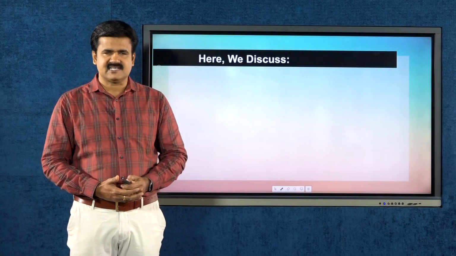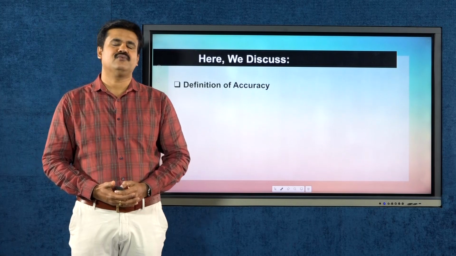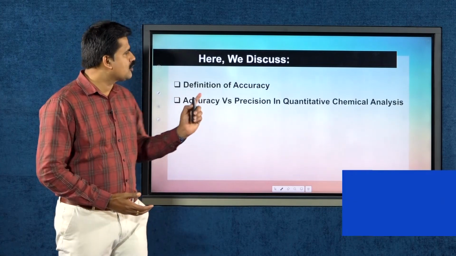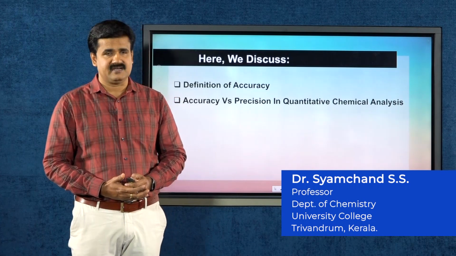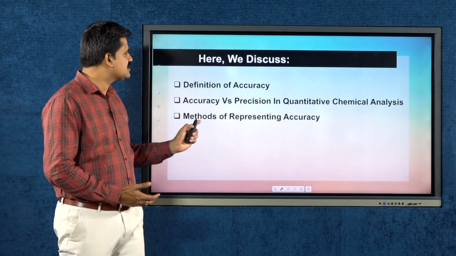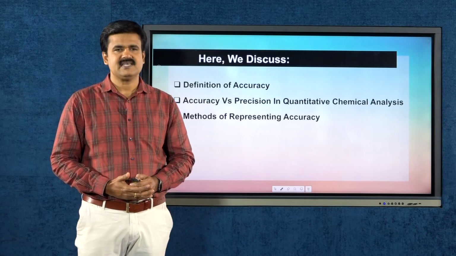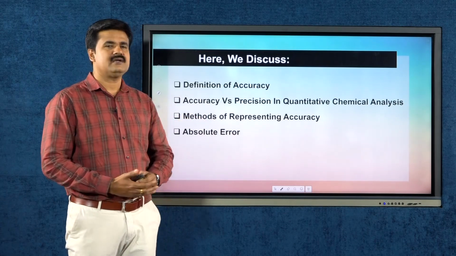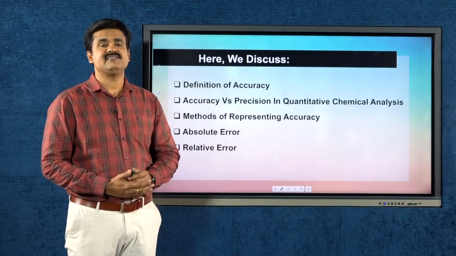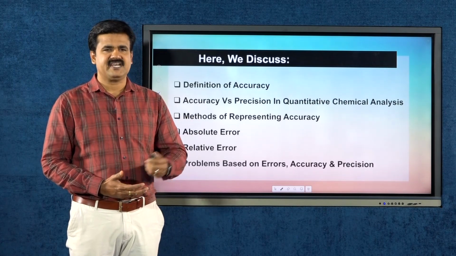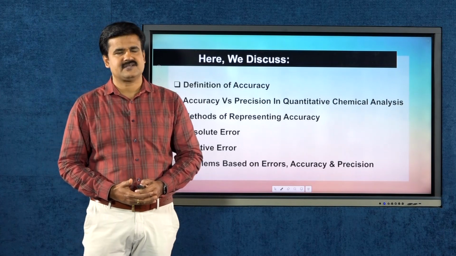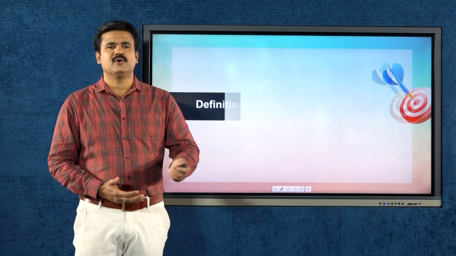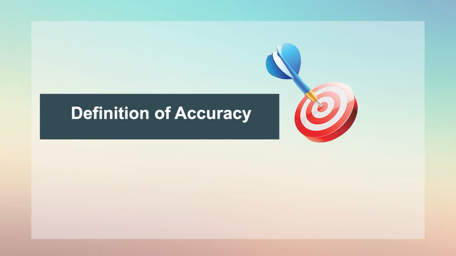Here we consider the definition of accuracy, accuracy versus precision in quantitative chemical analysis, methods of representing accuracy, absolute error, relative error, and finally problems based on errors, accuracy and precision. So, moving on to the definition of accuracy.